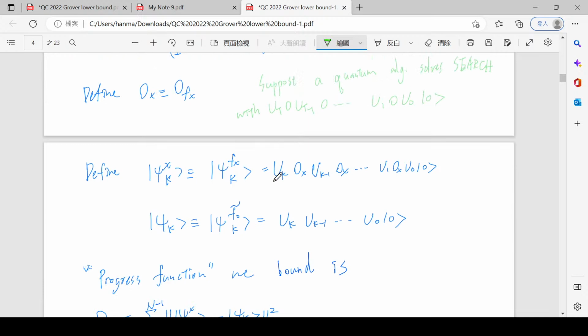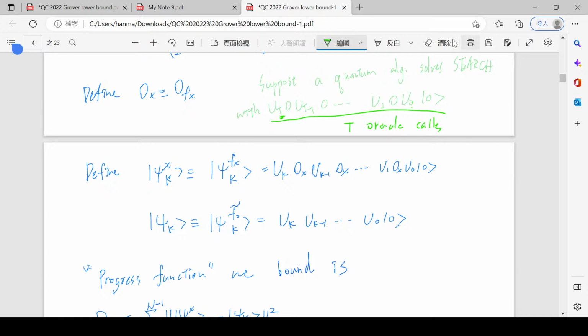We write this definition about psi f k again. Once again, we assume our quantum algorithm is run on this. So it starts with the zero state, and you do some unitary, then run the oracle, unitary, oracle, etc. And those unitaries are called U_0, U_1, and so on, ending with big T, U_T. So we do big T oracle calls.